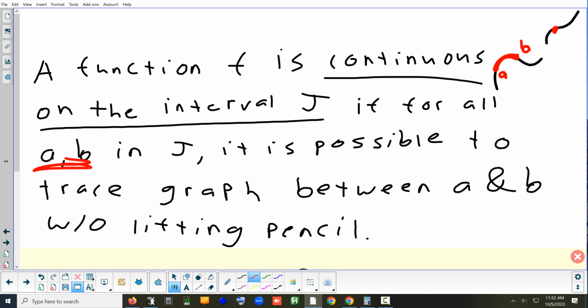Now, let's say I put point C up here. What if I asked you about the interval from B to C? Is that continuous? No. How about A to C? No. Question on that?